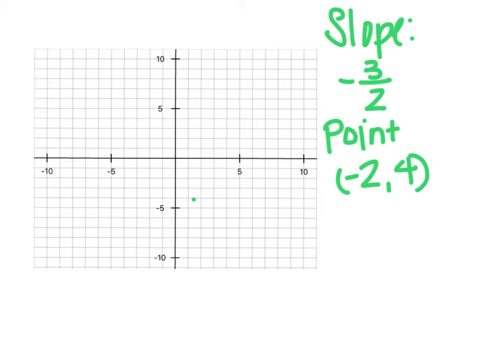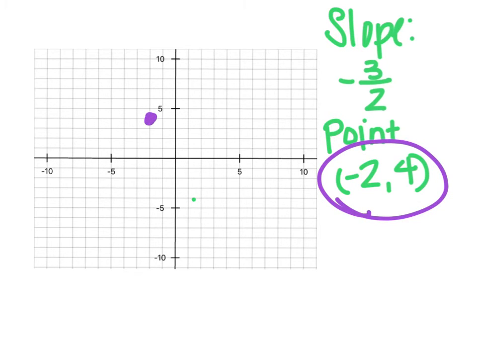Lastly, I have to graph a line with a slope of -3/2 and the point -2,4. So I'm going to start with this point, -2,4, because I have to have a place to begin. So -2, positive 4 means I'm going to go to the left 2 and then up 4, and that's where my first point is going to be on my line.